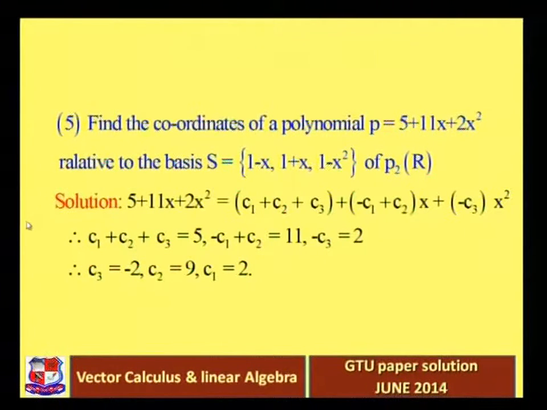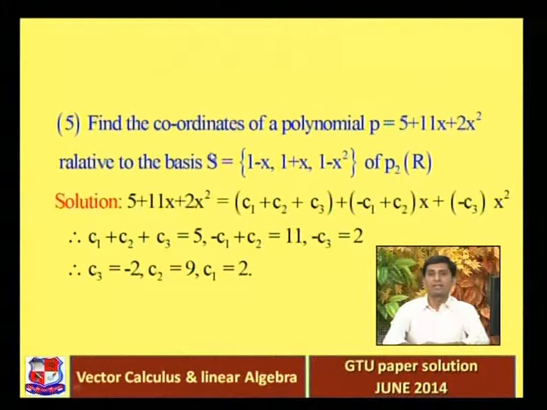Fifth part of question 1. Find the coordinates of a polynomial p, that is equal to 5 plus 11x plus 2x square, relative to the basis S equal to {1 minus x, 1 plus x, 1 minus x square} of P2(R). This means the set of polynomials of degree 2 on real numbers. So we have to find the coordinates of a polynomial. This is our polynomial p.